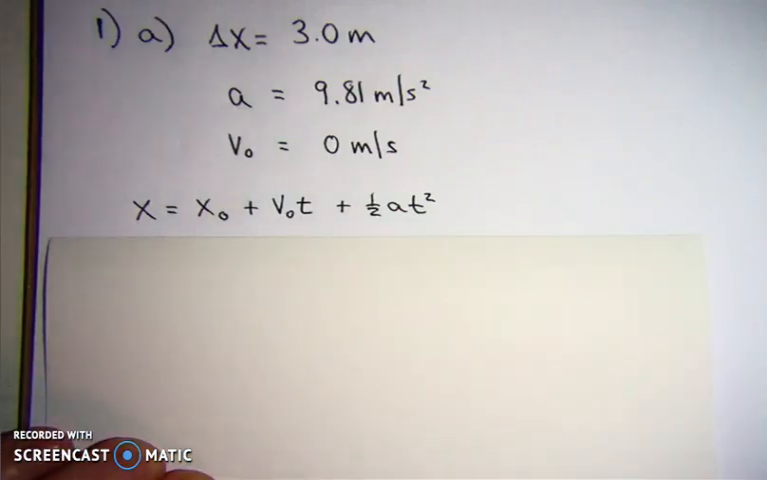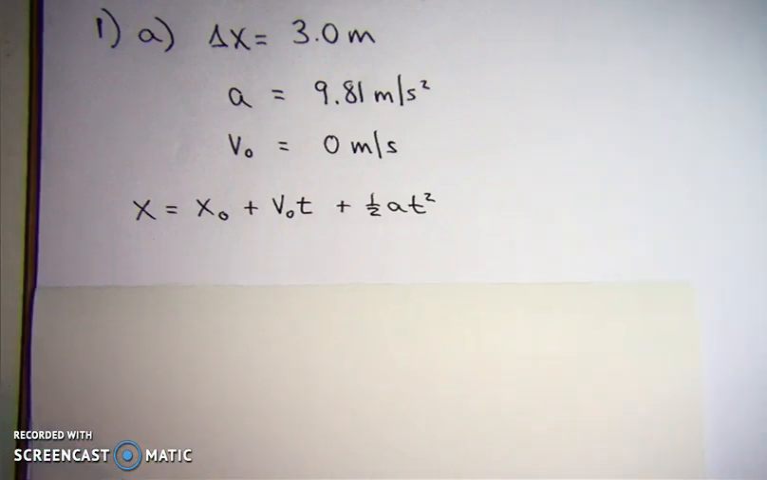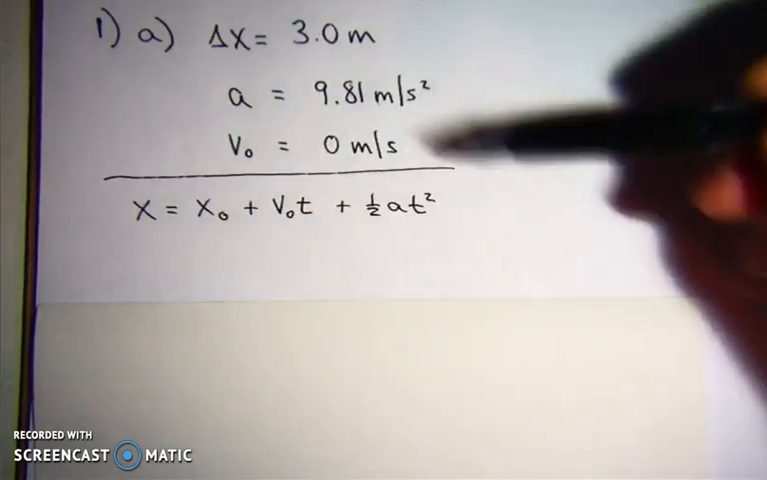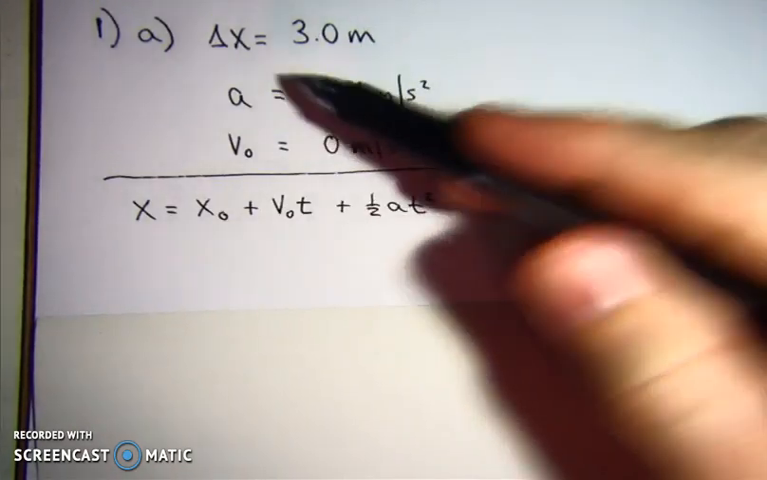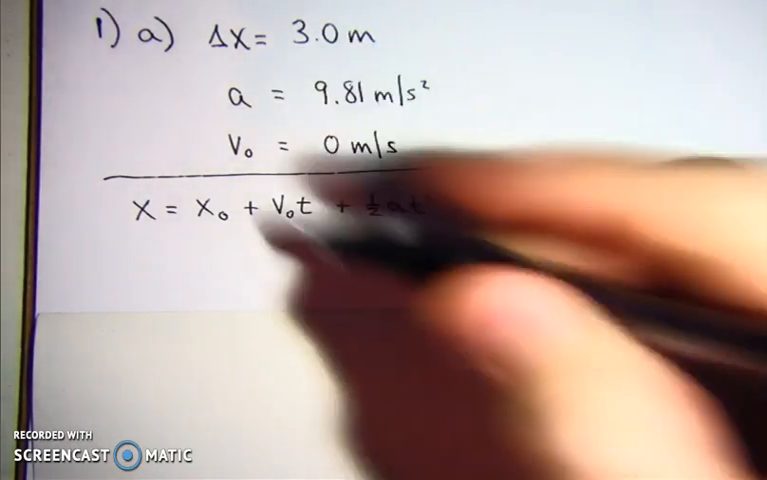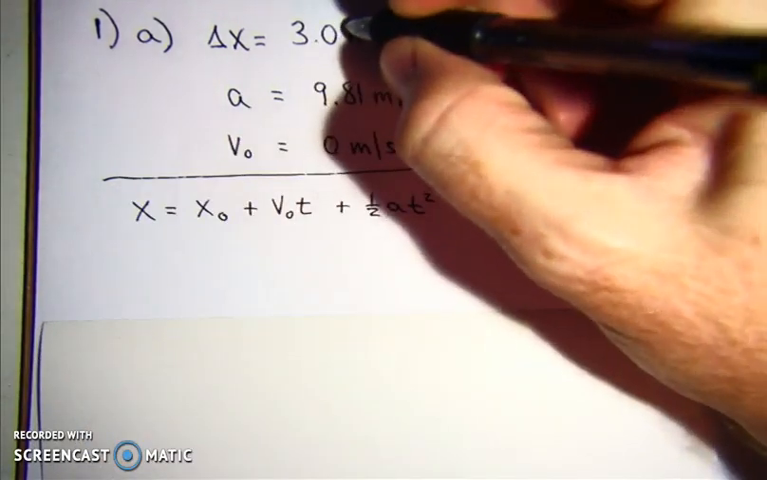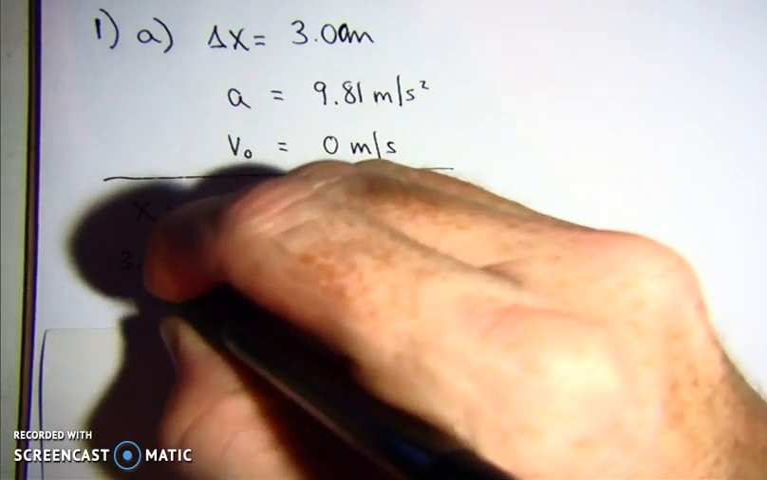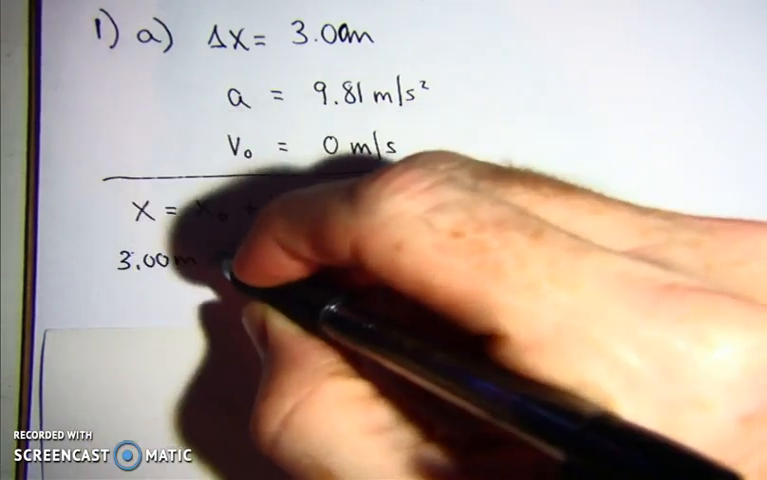And here we are. It's written out now. And now we're just going to sub in what we know. So this is how we do it. We'll sub in these numbers for these variables. So we know our distance. Our total distance is 3 meters. I think it's actually 3.00 meters. So 3.00 meters for that x.